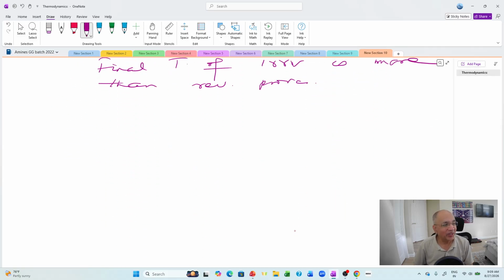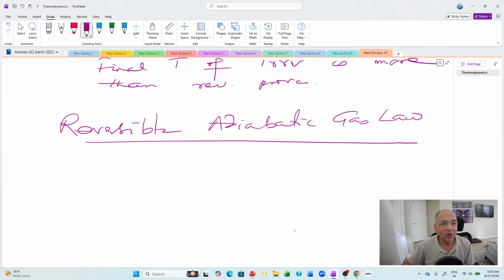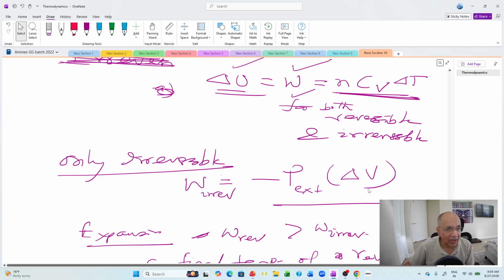Let me tell you the reversible adiabatic gas laws. How will you know the final temperature? You cannot know the final temperature by using this formula. P delta V equals nR delta T. Yes, this we will be using for both, but how to know the final temperature? The final temperature for irreversible can be known from here, which will come instead of V2 minus V1, V2 is nRT by P.